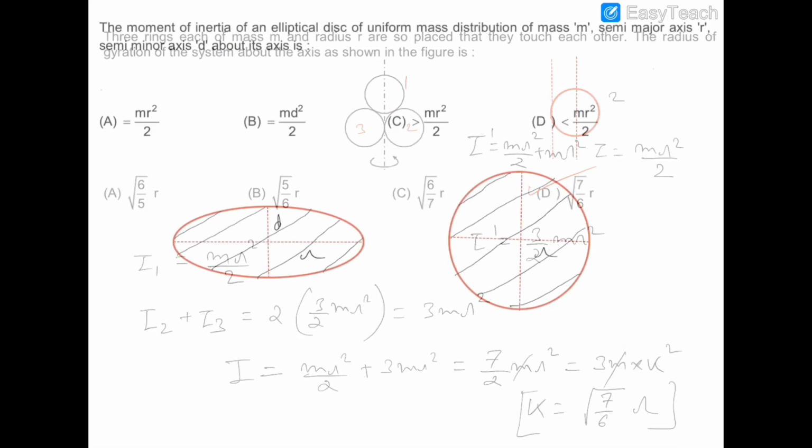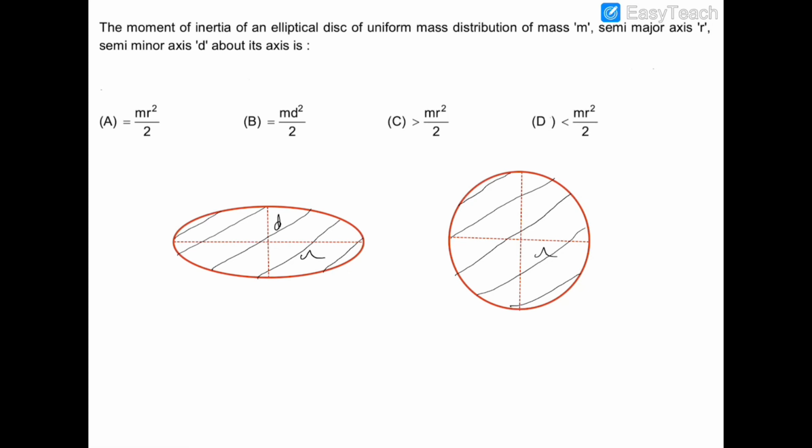In this question, we have to find out the moment of inertia of an elliptical disc of uniform mass distribution and whose total mass is m, as well as the semi-major axis of this disc is r, and the semi-minor axis is d. So we have to choose the correct option.